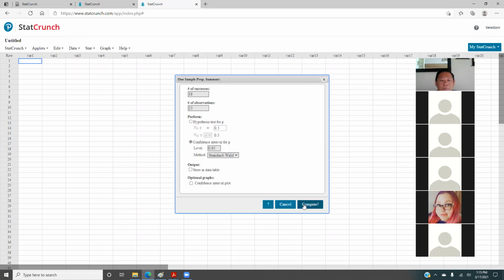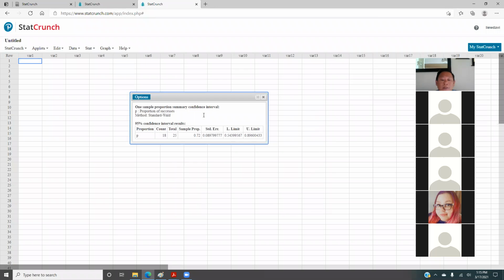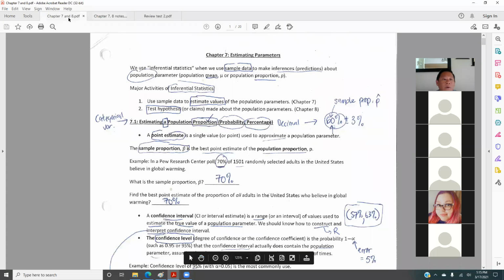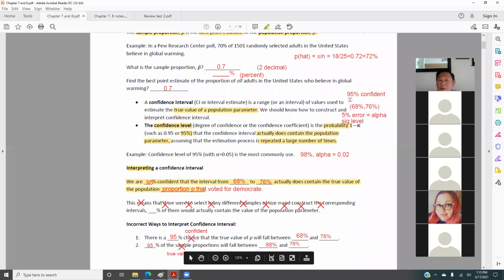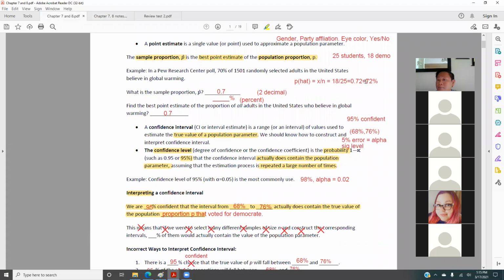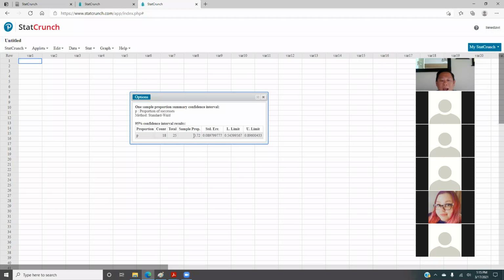When you hit compute, you get the lower and the upper limit. If you look at the sample proportion, this is your best point estimate, 72%. We got that before already. Remember the 72% that we got last time? The p hat. StatCrunch will calculate it here under sample proportion, and then the lower and upper limit.